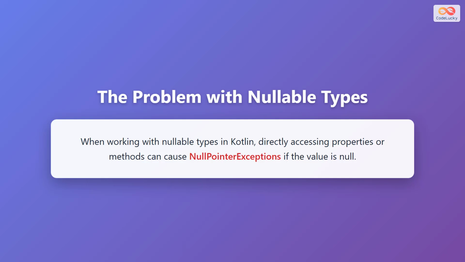When working with nullable types in Kotlin, you cannot directly access properties or methods on them. If you try to access a property on a nullable variable that happens to be null, your program will crash with a null pointer exception. This is a common source of runtime errors in many programming languages, and Kotlin provides built-in mechanisms to prevent this issue.